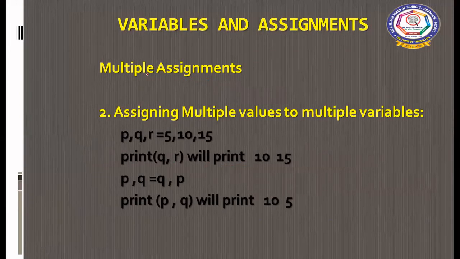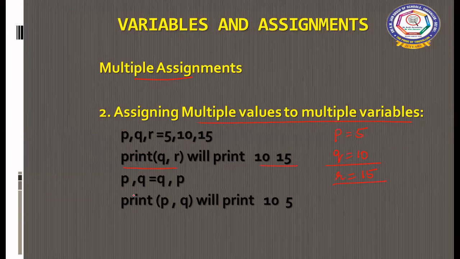Multiple assignments: assigning multiple values to multiple variables. Here P, Q, R equal to 5, 10 and 15. So now P gets the value 5, Q gets the value 10 and R gets the value 15. The first value will be given to the first variable, the second value to the second variable, the third value to the third variable. When we print Q and R, the values of Q and R get printed.